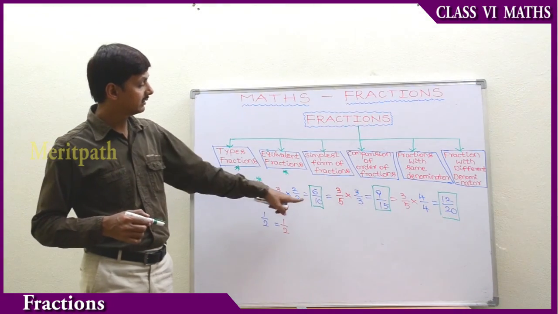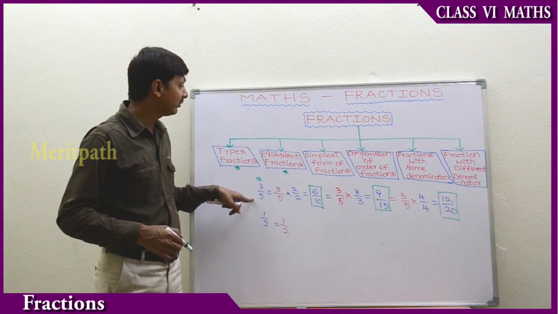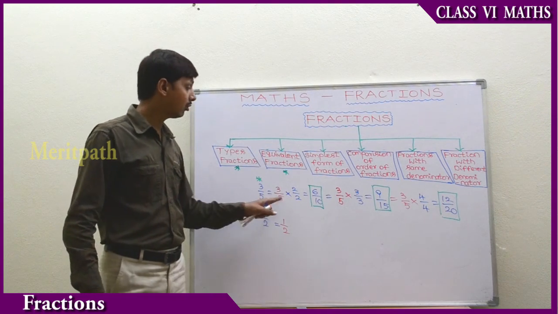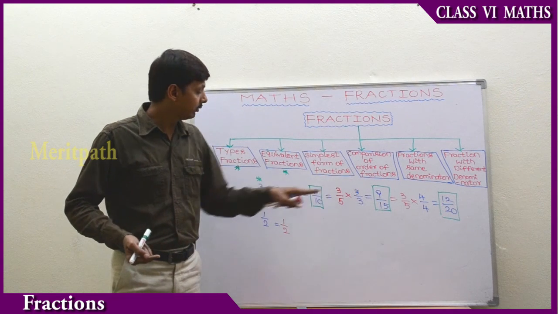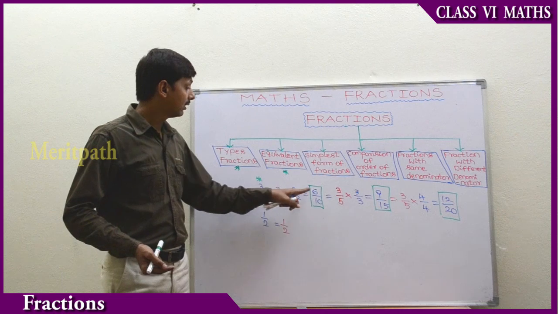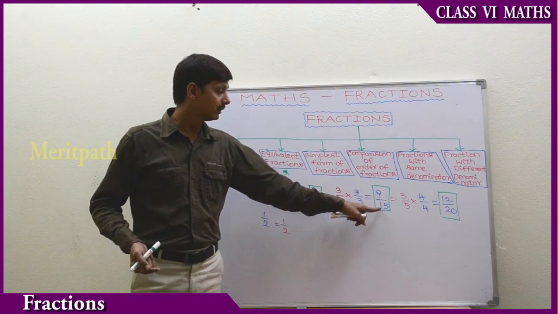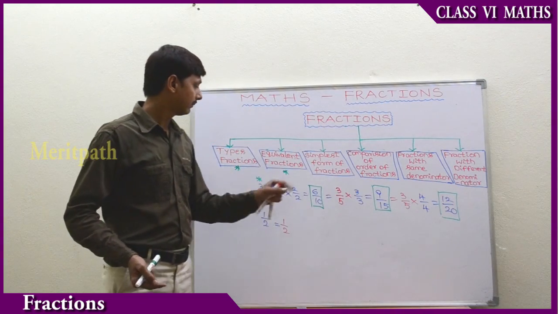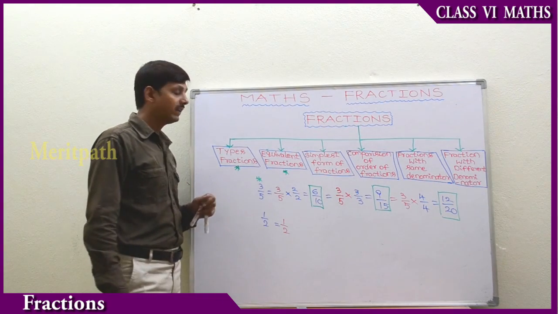So 6 by 10 is equivalent to 3 by 5. 9 by 15 is also equivalent to 3 by 5. 12 by 20 is also equivalent to 3 by 5. So these all are equivalent fractions. These all are equal to 3 by 5. That's the reason we call them equivalent fractions. So we cancel the 2 table, 3 by 5 we will be getting. We cancel the 3 table, 3 by 5 we will be getting. And there also we cancel the 4 table. So 3 by 5 we will be getting. So this is the concept of equivalent fractions.